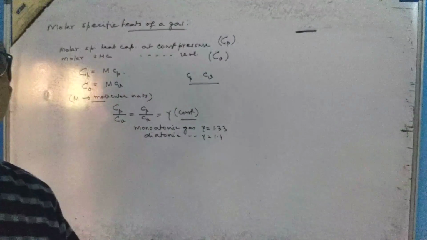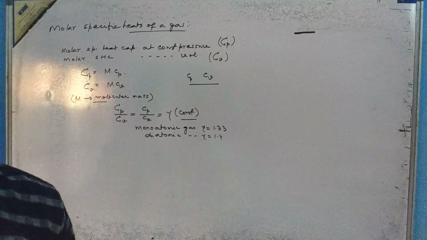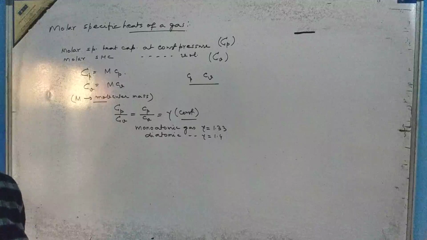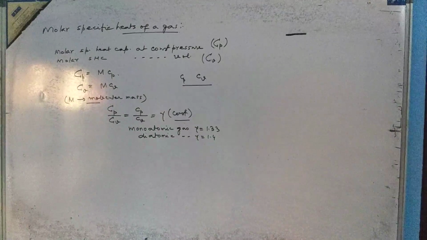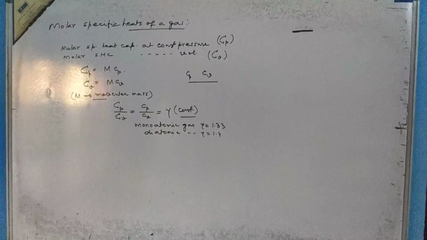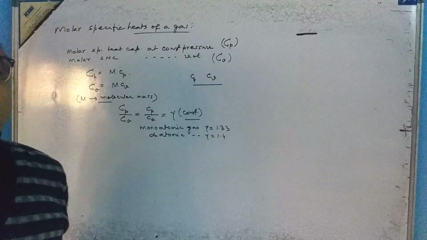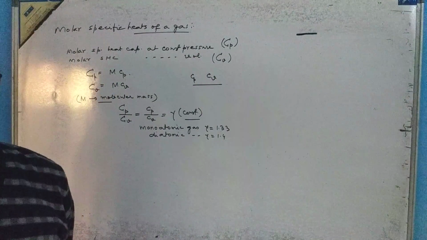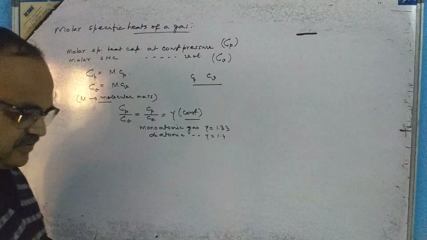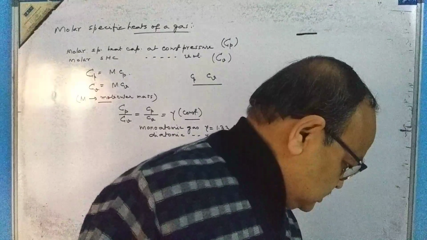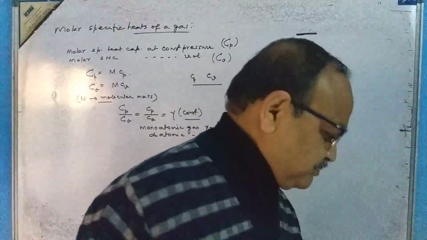So this is all about the discussion regarding the molar specific heat capacities of a gas. With this, the discussion on the specific heat capacities of the gas is clear, and we have also seen why gases have two specific capacities, whereas solids and liquids have only one specific capacity. Now, dear students, after this we have to move to our next topic.